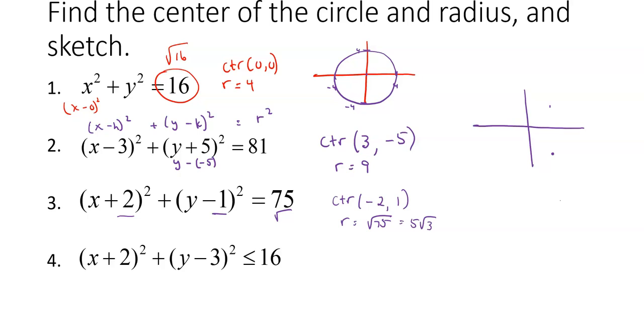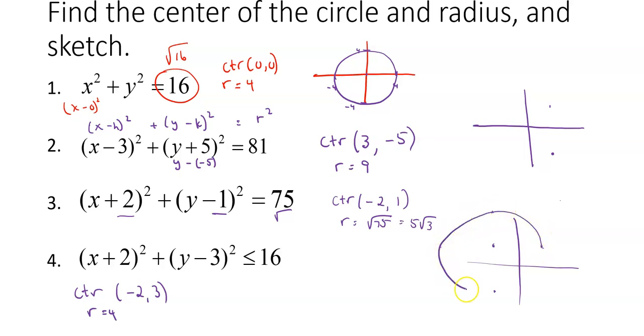All right, number 4 looks a little funny. It says x plus 2, y minus 3 squared less than or equal to 16. Well, we can find a center. Center is going to be negative 2, positive 3. Radius is 4. So when I graph negative 2, positive 3, where the radius of 4, it comes up here, down here, to the right, and to the left. So I graph, rough graph.